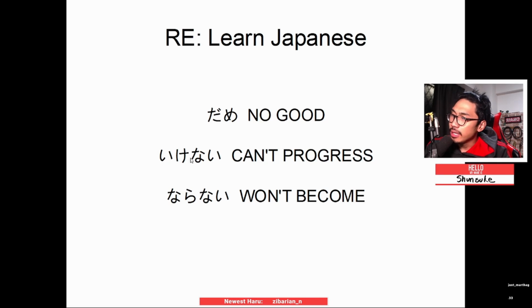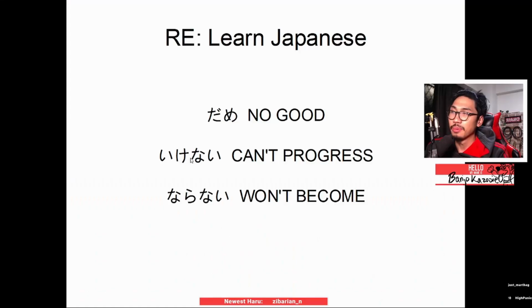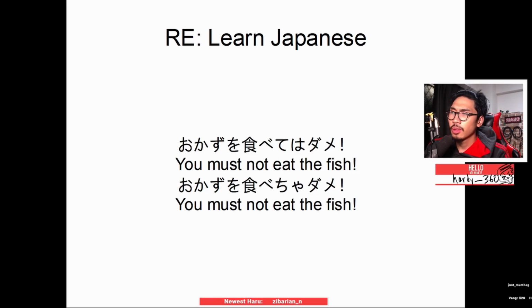And ikenai, we talked about that before in potential form, means cannot progress. And we have naranai, which means the negative of become, so does not become. Now, when you use these in tandem with te form verbs, you're basically embedding this sentence here and saying that this statement here is NG.